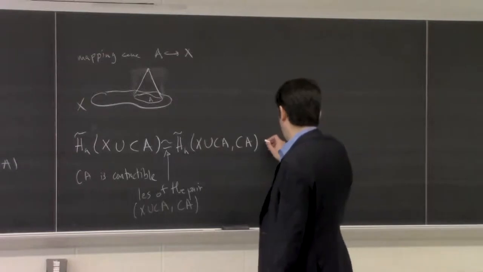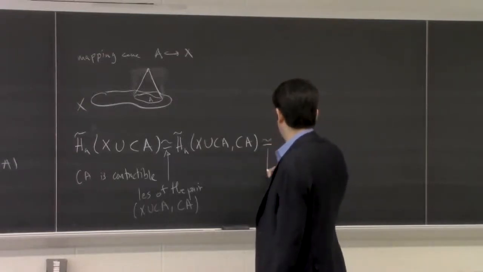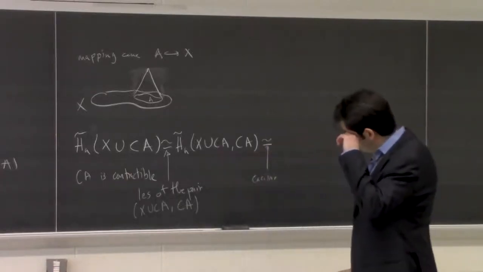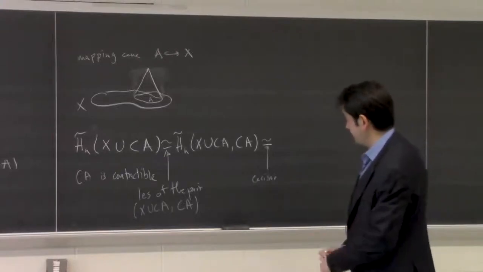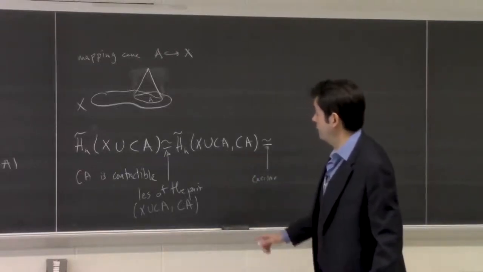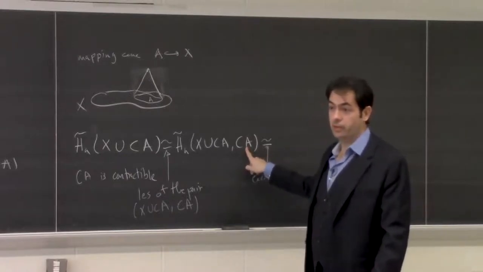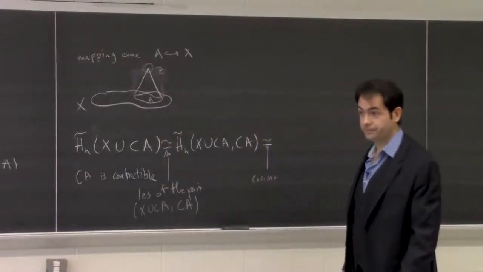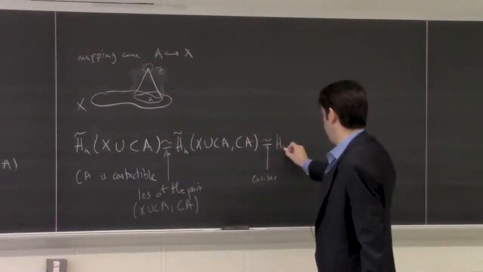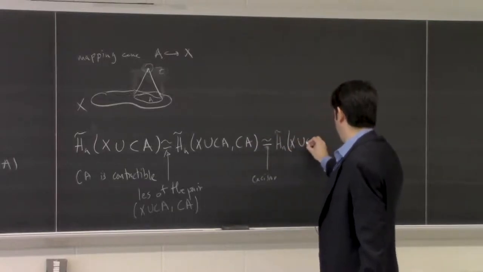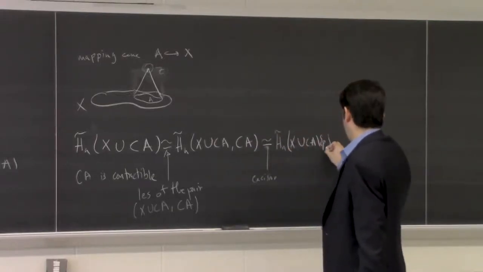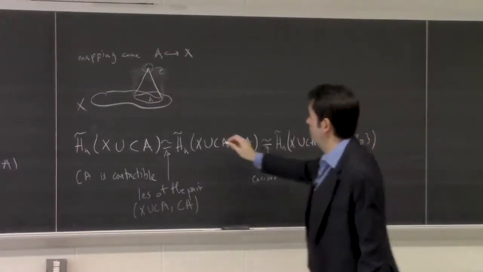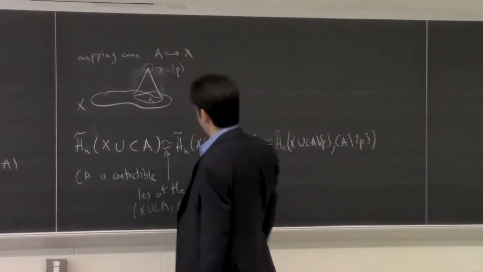OK, so now what we can do is excision. Excision says we're allowed to remove anything we like inside the cone as long as its closure is contained in the interior of the cone, right? So let's remove the cone tip. The cone tip is going to be Z. By excision, this is the same as X union the cone minus the cone tip, and CA minus the cone tip, right? So let's label the cone tip as P.